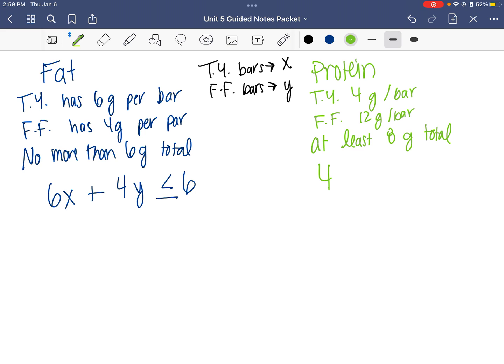But it should be 4x plus 12y is going to be greater than or equal to 8. Now this time it's greater than or equal to 8 because it's "at least." So 8 is the lowest that we want. So we want 8 or bigger than 8. Okay. So now we have our two inequalities. That's step 1. So the second step is going to be graphing each line.